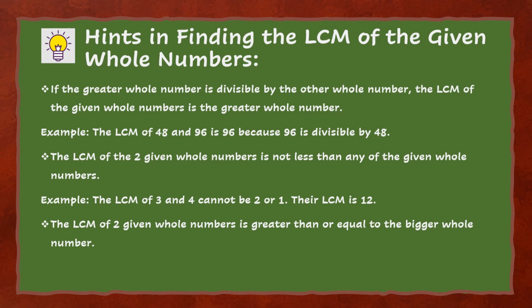The LCM of two given whole numbers is greater than or equal to the bigger whole number. The LCM of 12 and 6 is 12. 12 is equal to the greater number. And that's it.